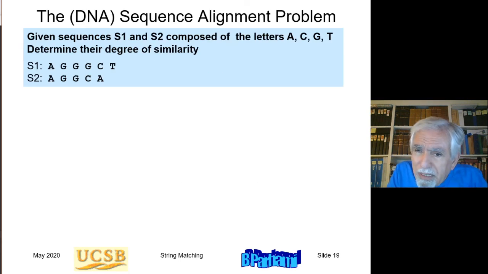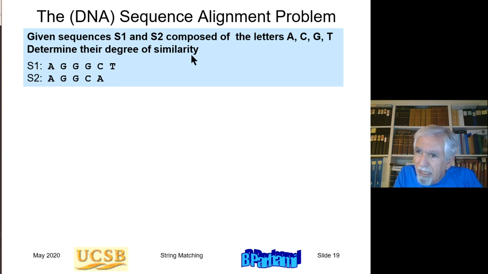So this is basically the DNA sequence alignment problem. Let's say you have DNA evidence from somebody who committed a crime, and there's a database of DNA samples, usually from felons whose DNA samples are taken. And then you want to see in that database, what is the closest match to this?